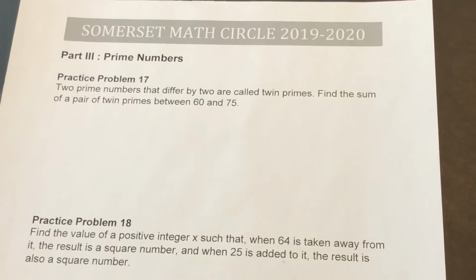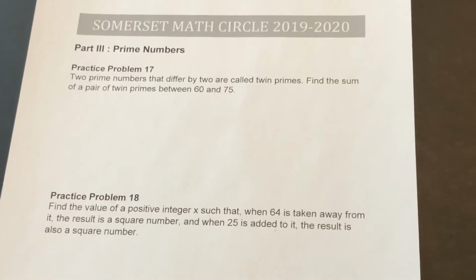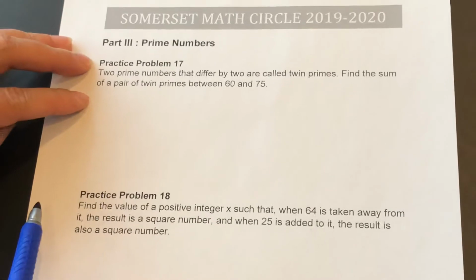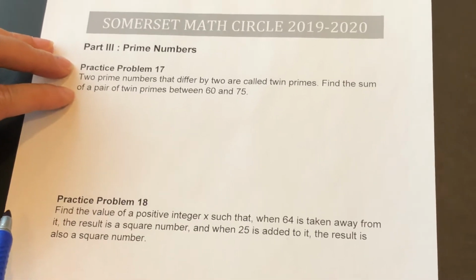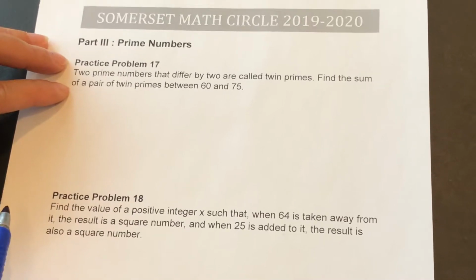Part 3, prime numbers. Here we have 3 problems. 17. Two prime numbers that differ by 2 are called twin primes. Find the sum of a pair of twin primes between 60 and 75.